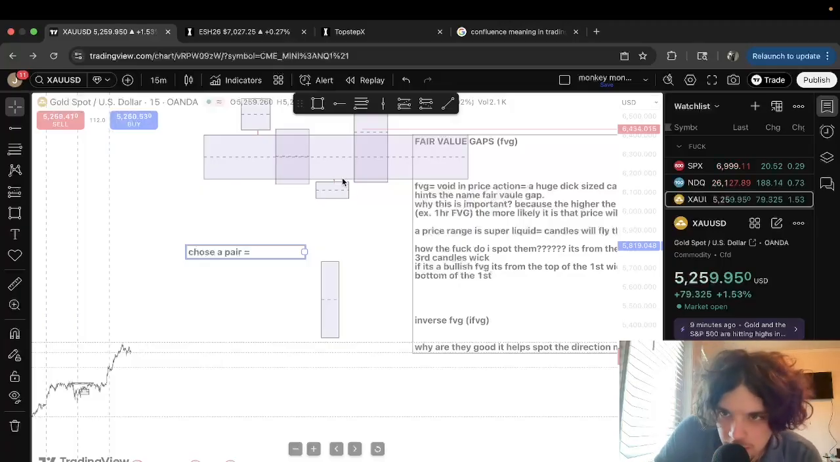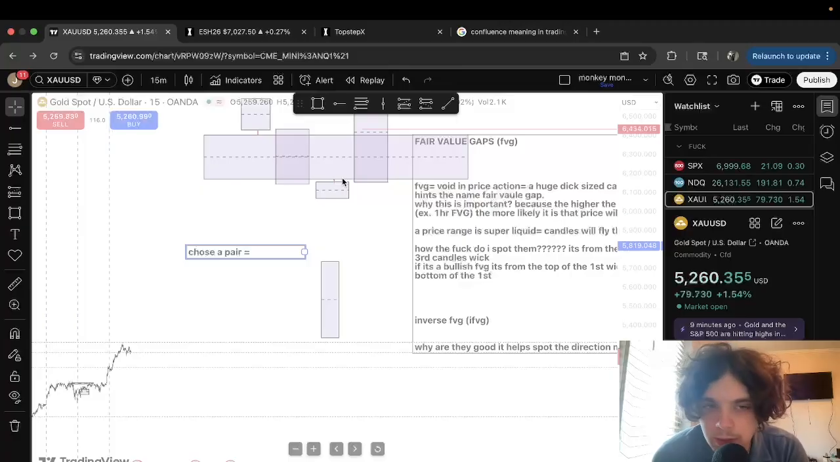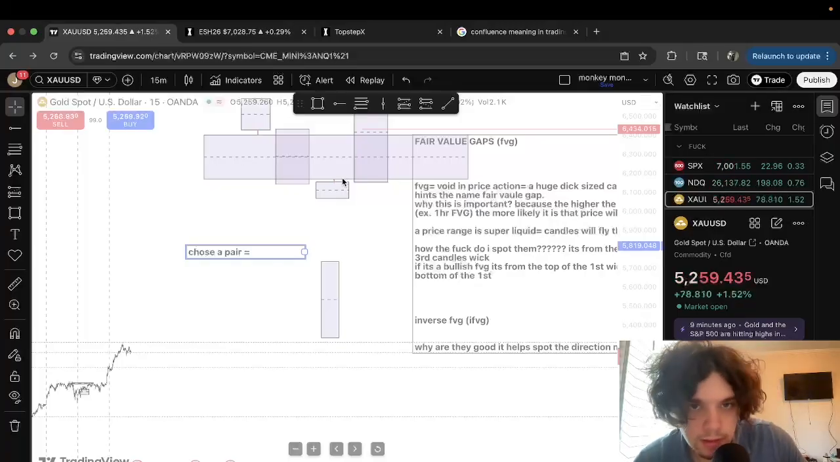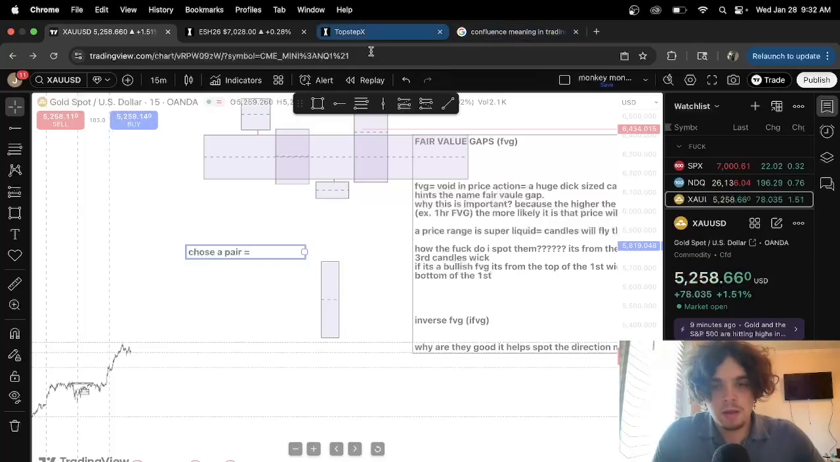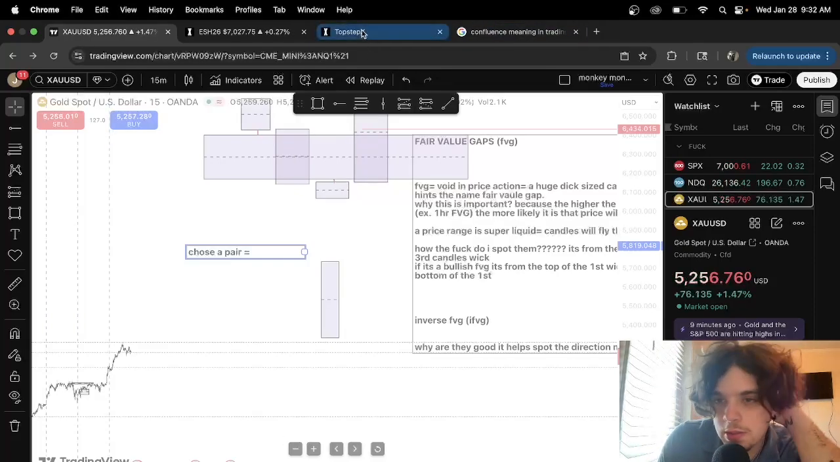So, while it's loading, what a pair is, is just one of those, right? You choose 1 to 2 pairs, and you just stay with those. Just stay with those for like a year. Learn them. Learn how they move. And just get with those. Start to take a trade with those, right? You take a fair value gap trade. And I'm going to show you how to do it real quick. So, that's what I was going to tell you real quick.